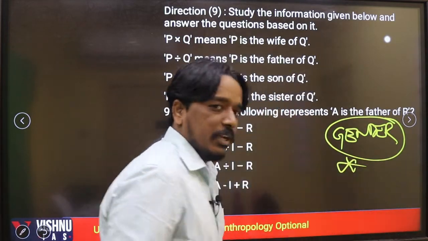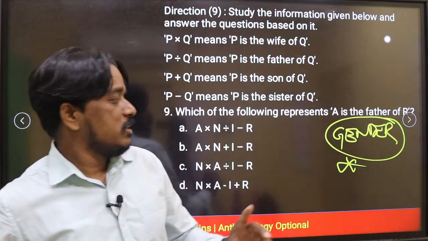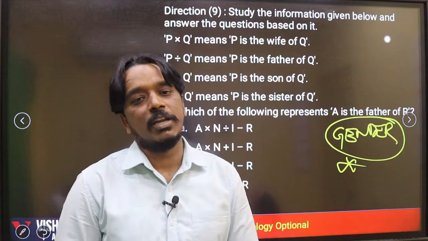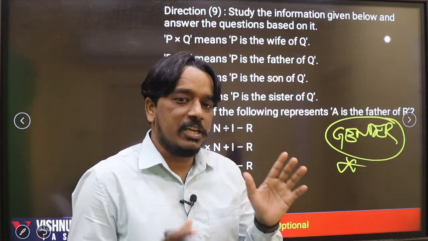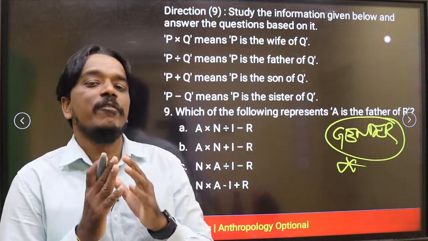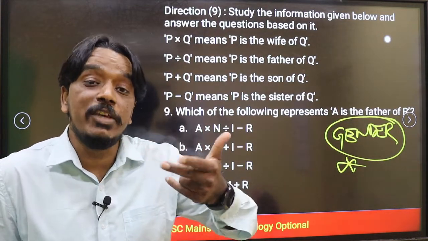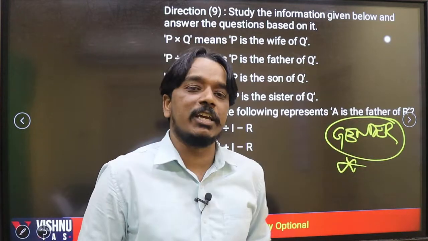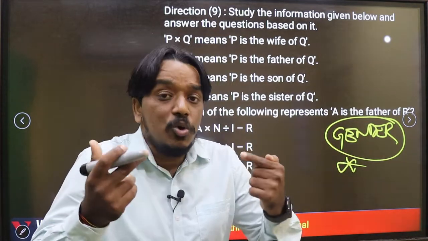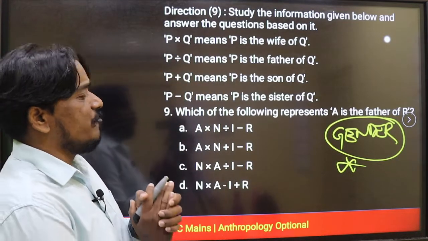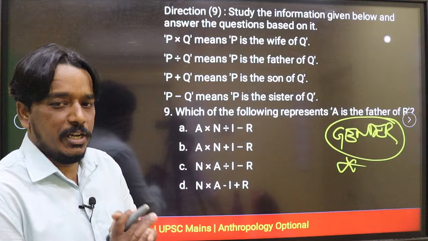What is meant by gender technique? Most of the time the gender technique is very useful. In very rare cases we can apply the generation technique. If you apply the gender and generation technique to every coded blood relation question, you can very easily eliminate the options. So we will discuss elimination techniques. The first elimination technique is the gender technique. Without drawing a family tree, how to answer, I'll explain. Let's try to understand this very important technique, the gender technique.